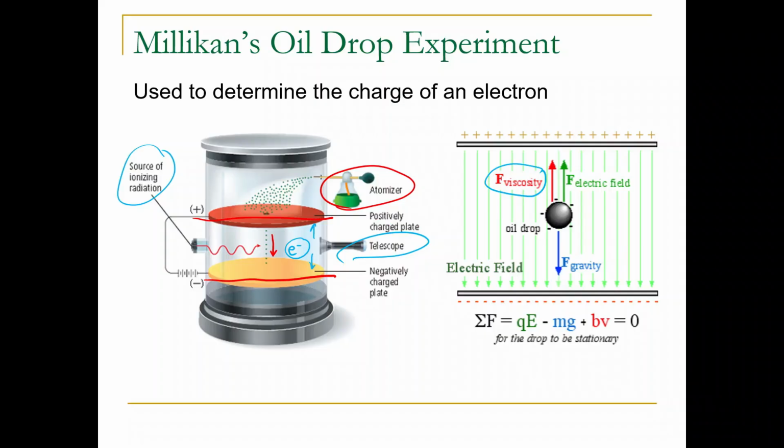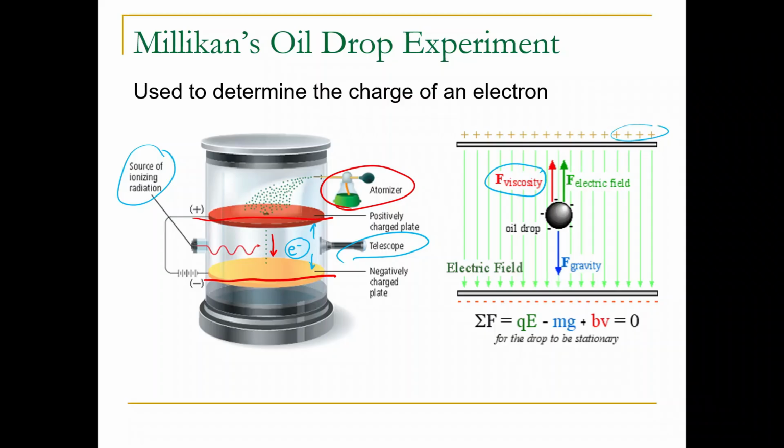And so that is always in the opposite direction of the motion. So as the droplets are trying to fall, because gravity's pulling them down, the electric field would be pulling up and attracting the electron to the positive charges. At the same time, the drag force is also working in the opposite direction.